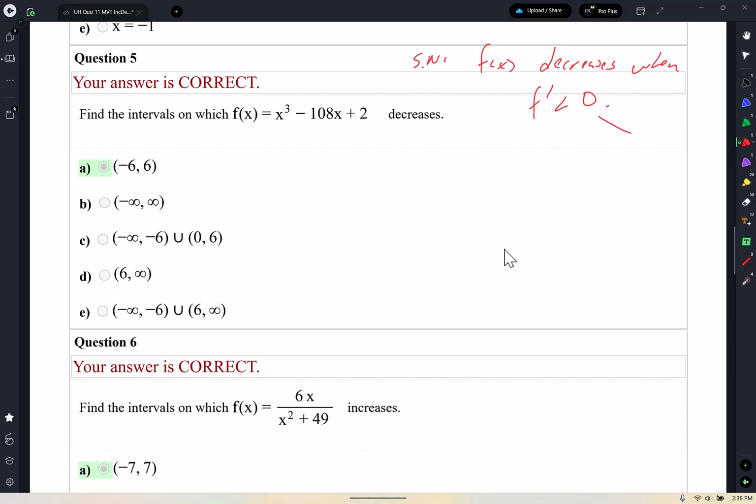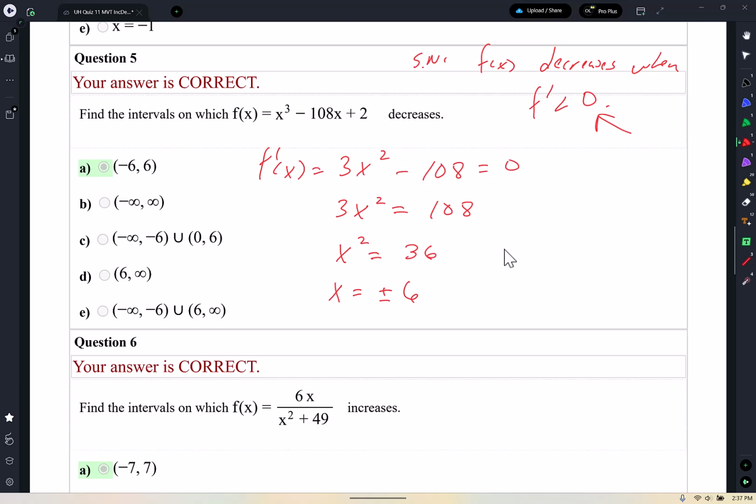You guys ready? I'm finding where this is true. Here we go. f prime, 3x squared minus 108. I'm going to set this equal to 0 to get my critical numbers. Let's move the 108. 3x squared equals 108. Divide both sides by 3. x squared equals 36. Square root both sides. x equals plus or minus 6.